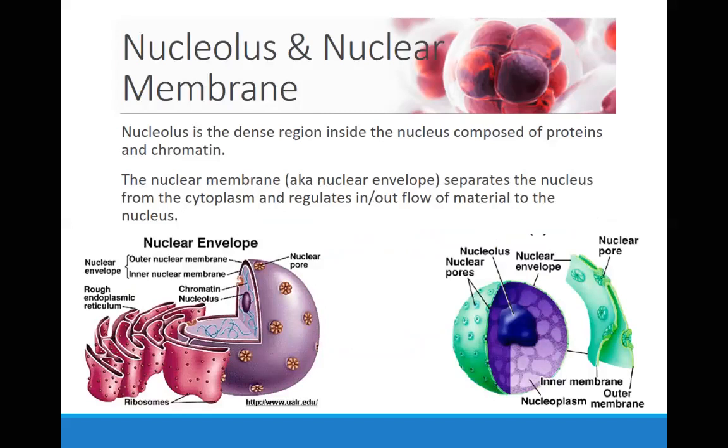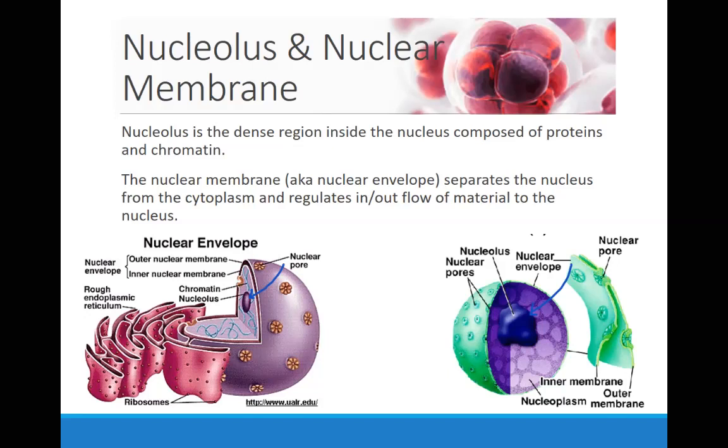The nucleolus is the dense region that we find inside the nucleus. You'll notice that there's a dense dark region here, and there's a dense dark region here. This nucleolus is important because it's composed of proteins and chromatin, and this is typically where you're going to manufacture your ribosomes.